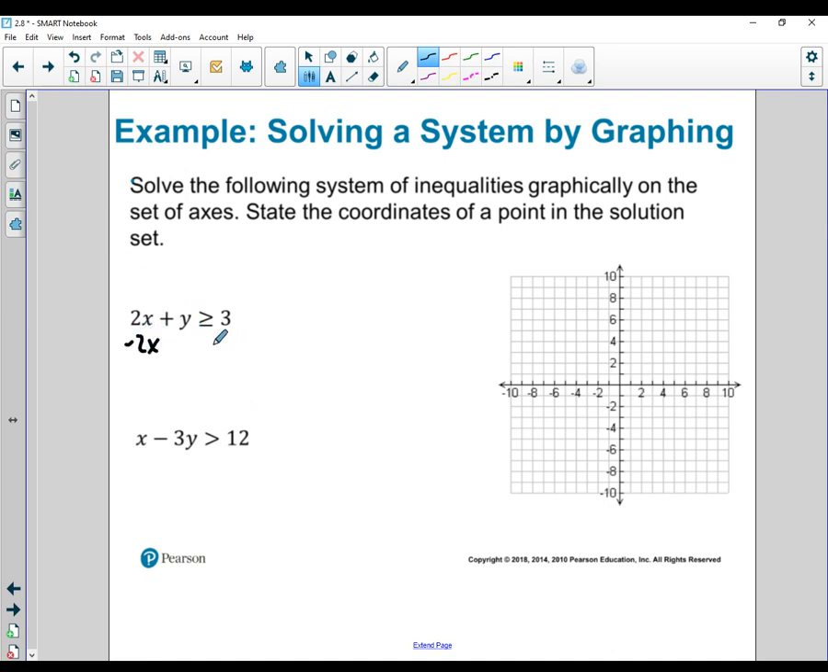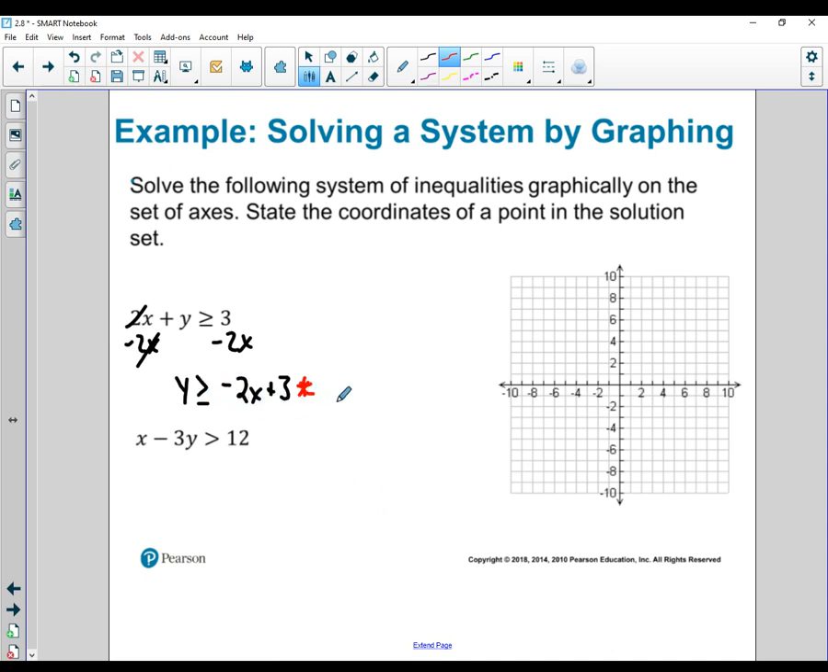So I'm going to subtract 2x over, right? Then I get y is greater than or equal to, and I'm just going to write the negative 2x first, plus 3. All right, so here's one equation. Maybe we can start and graph this one.